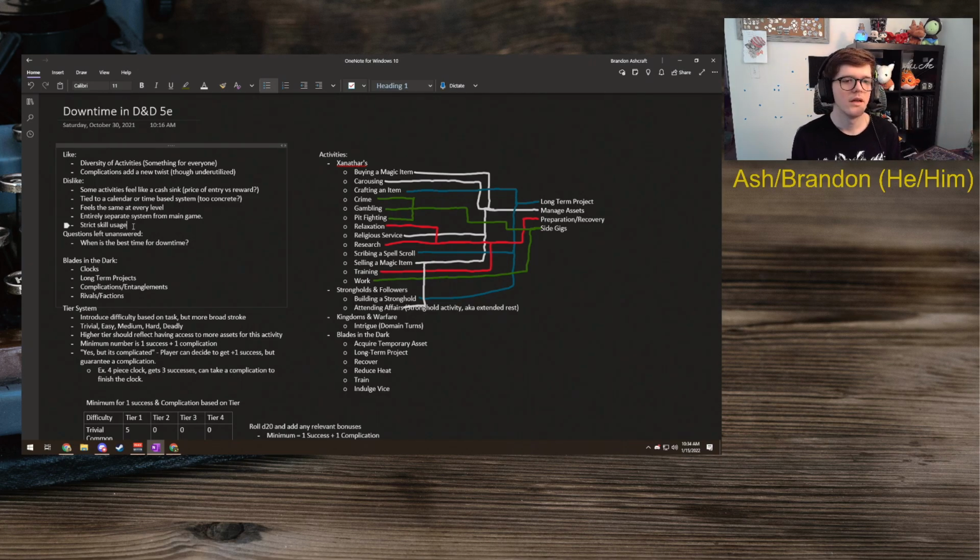And then questions left unanswered. This is something that I'm going to write probably a whole paragraph on. When is the best time for Downtime? The answer is, at least in my opinion, wherever the party can rest and work on something else, something that distracts them from the main quest, or the main objective, whatever that may be.